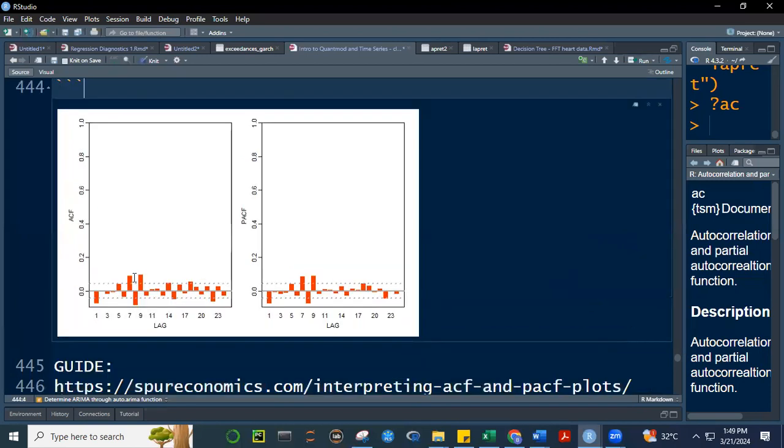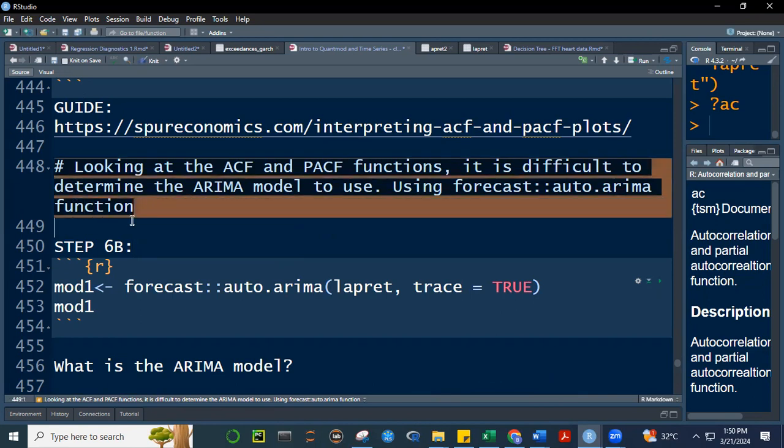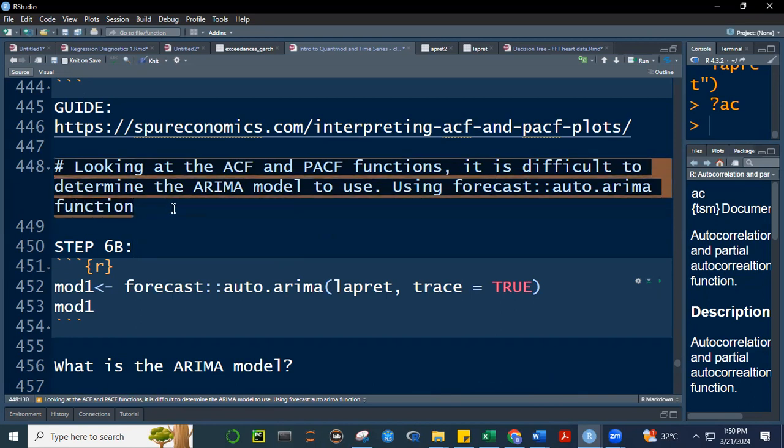So how do we determine this? It's hard, because there are significant spikes in both the ACF and PACF, almost the same. So is this an AR process, an MA process, or an ARMA process? Now, the good thing, class, is we don't need this. We can leave the guesswork out. We have what we call the auto.arima function.